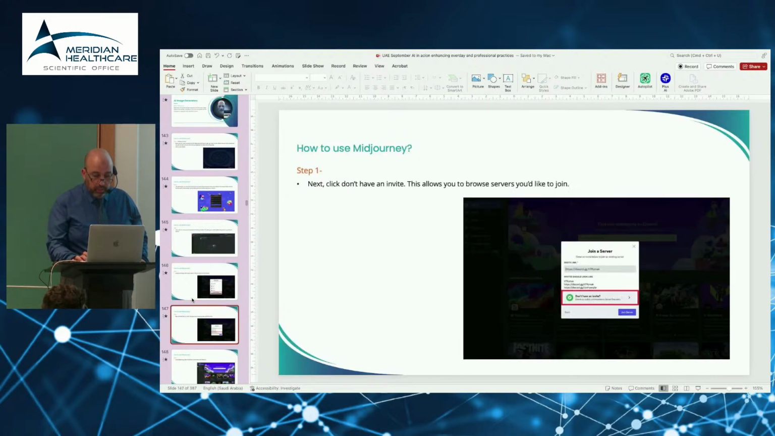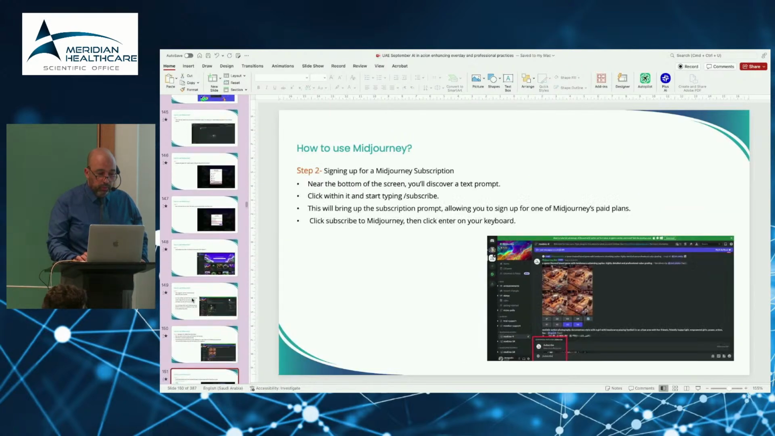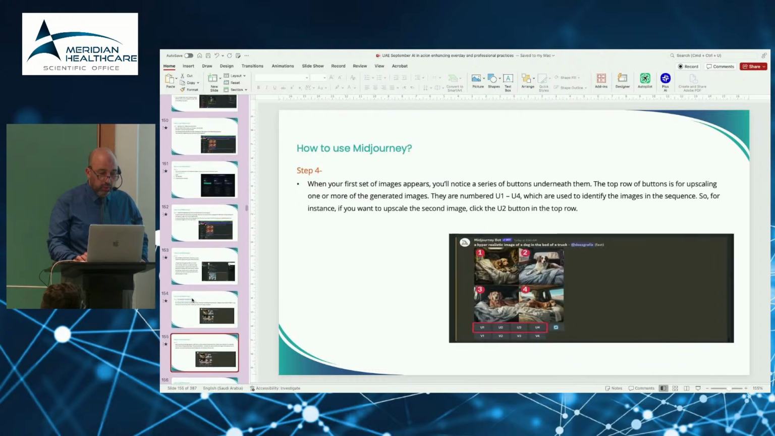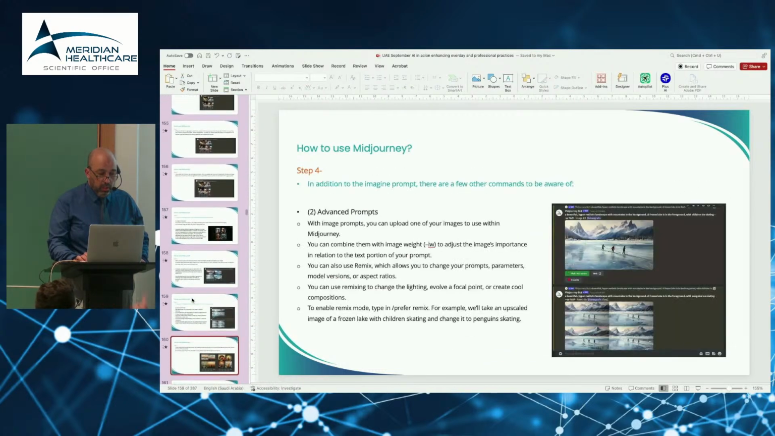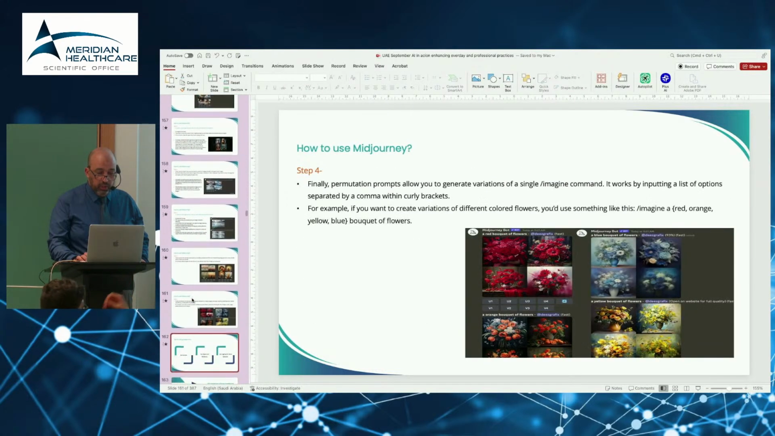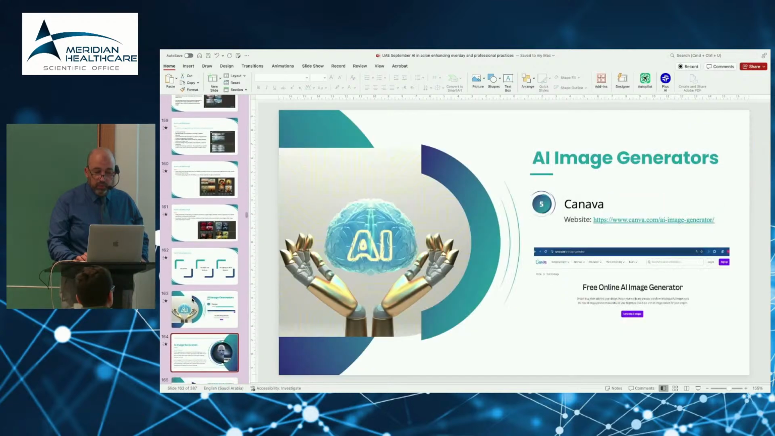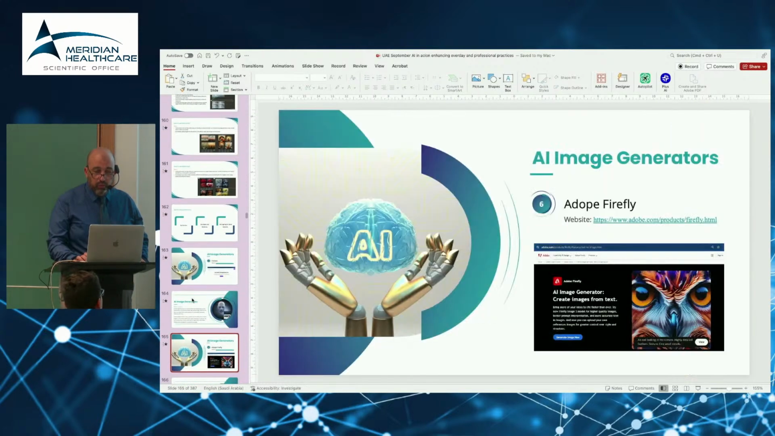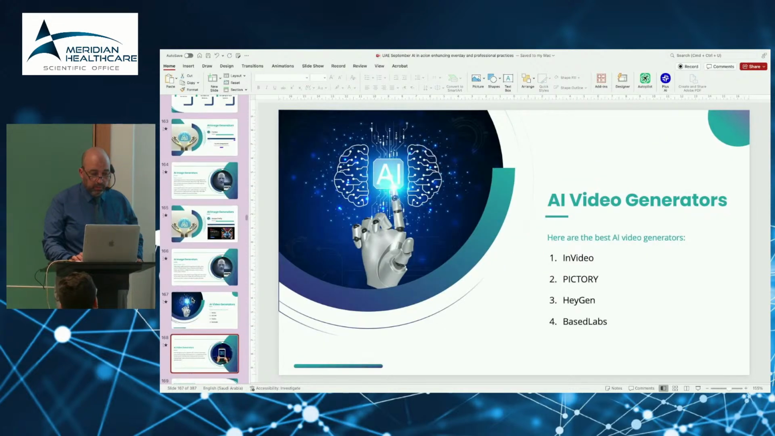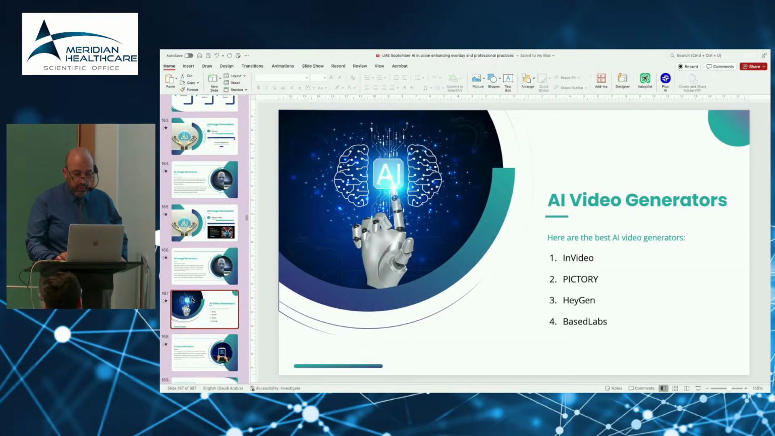So let's go to some applications which could be used for video generation. I like Midjourney. Midjourney is the first application for image generation, but it is paid. There is no free version. For video, we have InVideo AI, Victory, HeyGen, and Pictory. I usually use InVideo AI.